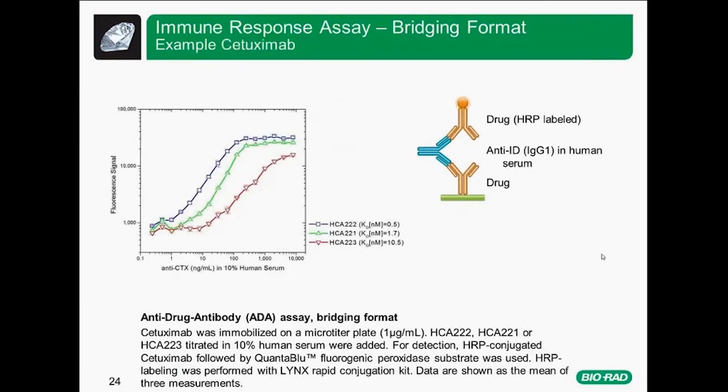Another example, same assay set up for Cetuximab, where we've also generated antibodies in an affinity range between 500 picomolar and 10 nanomolar. And also here, clearly the affinity correlates with the assay sensitivity, with the antibody with the best affinity having the highest sensitivity in this immune response assay.